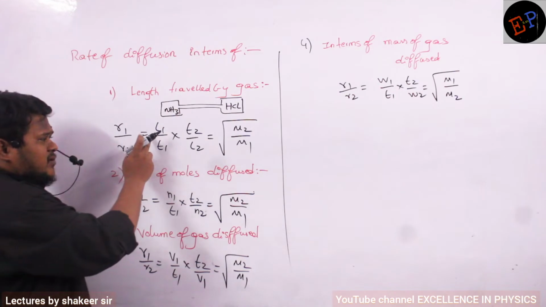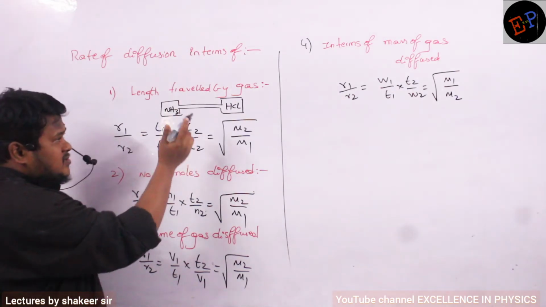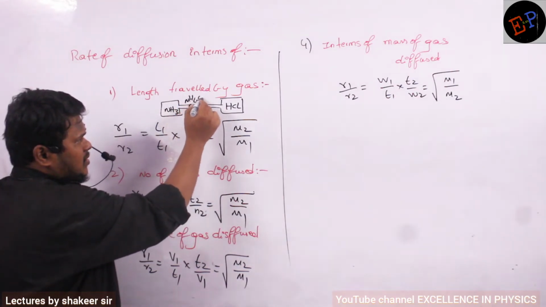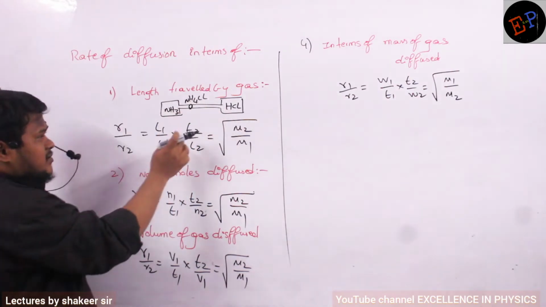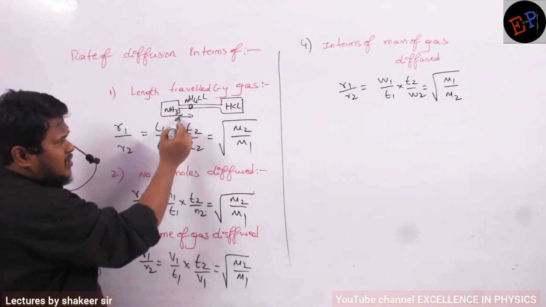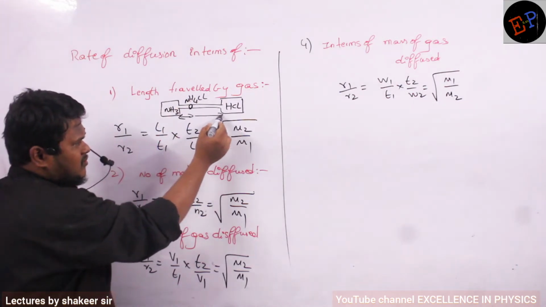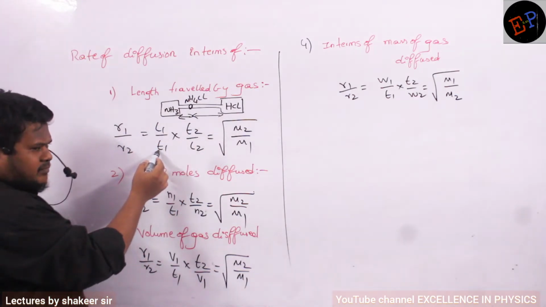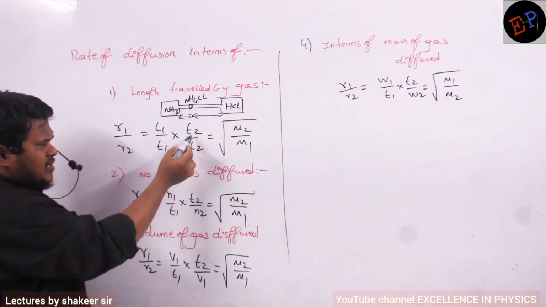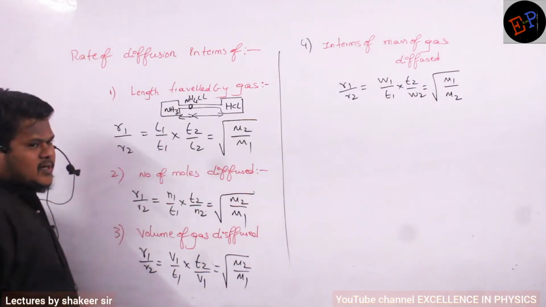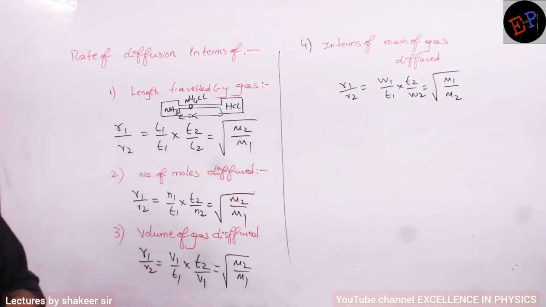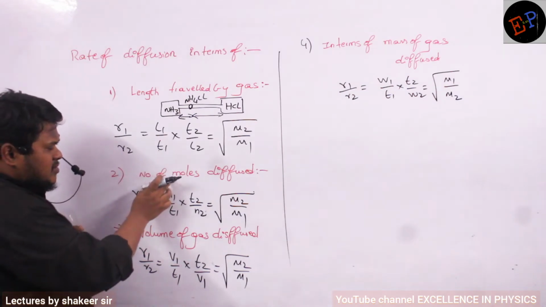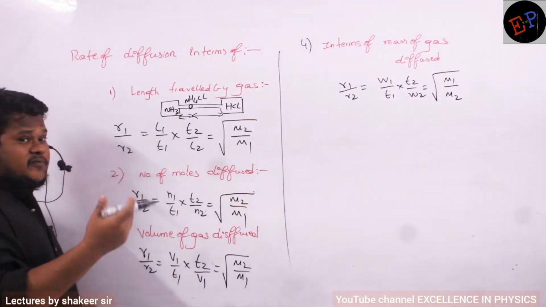So if I know the length traveled by each gas, for example, if a ring was formed here, ring means NH4Cl. If the NH4Cl ring formed here, then NH3 would have traveled this much distance and HCl would have traveled this much distance. That's all. So what is the length traveled in a particular time? Similarly, what is the length traveled by the second gas in a particular time? That is equal to square root of M2 divided by M1. That is the actual meaning of this. Clear?